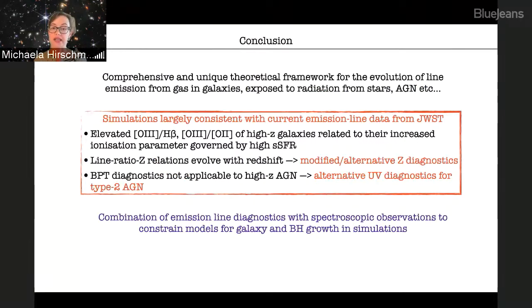What I wanted to demonstrate during this talk is that we've been developing a theoretical framework which allows us to trace the evolution of line emission from gas in galaxies exposed to different ionizing sources. I think this can be very helpful for the interpretation of high redshift James Webb spectra. When novel diagnostics are combined with observations, I think this can be a powerful tool to further constrain uncertain models for galaxy black hole growth in simulations, giving us deeper insights into early galaxy black hole evolution in our universe. So I'll stop here. Thank you, and I'm happy to take some questions.